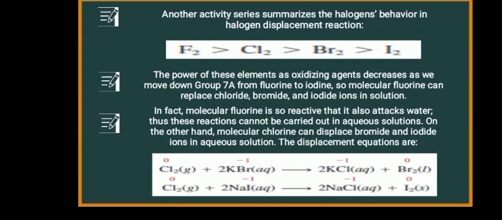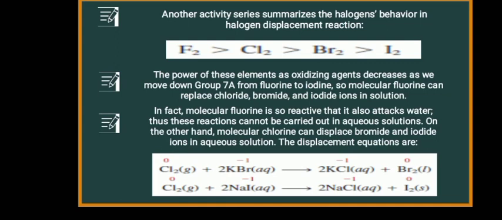In fact, molecular fluorine is so reactive that it also attacks water. Thus, this reaction cannot be carried out in aqueous solution. On the other hand, molecular chlorine can displace bromide and iodide ions. In aqueous solution, the displacement equation is Cl2(g) + 2KBr(aq) → 2KCl(aq) + Br2(l).